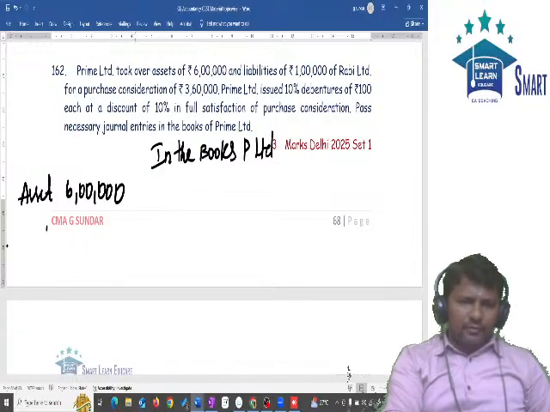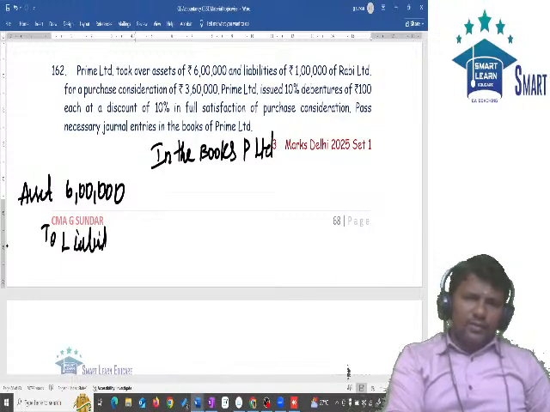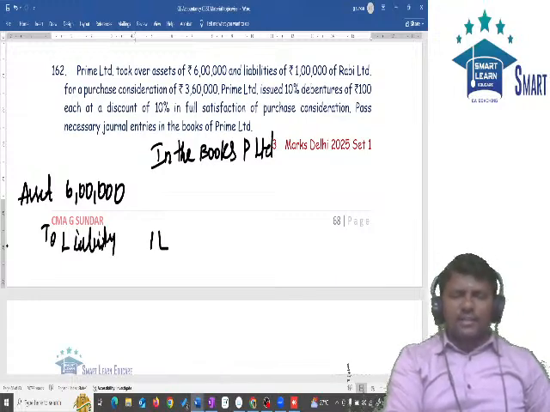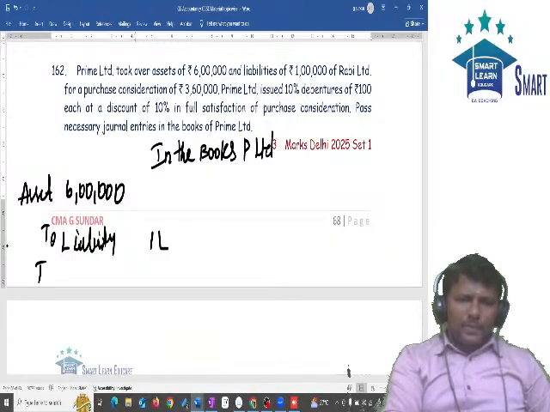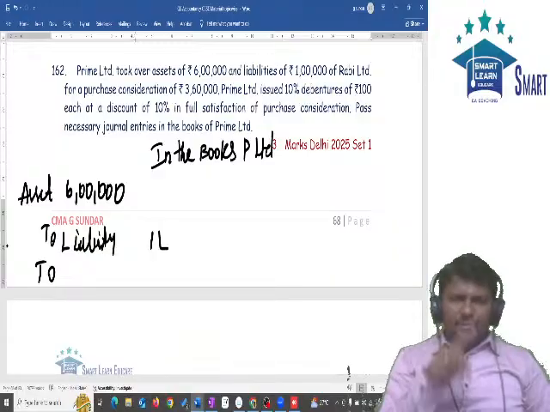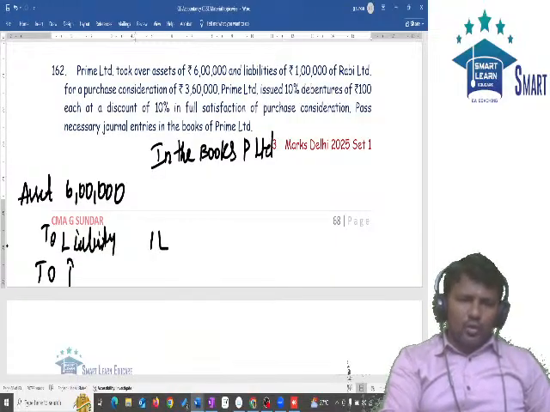To liability. Asset to liability. To liability for how much? 1 lakh. Asset is 6 lakh. Liability is 1 lakh. To purchase consideration 3 lakh 60. We, Prime Limited, have to pay this amount to Rabi Limited. Okay, how much amount to be paid?